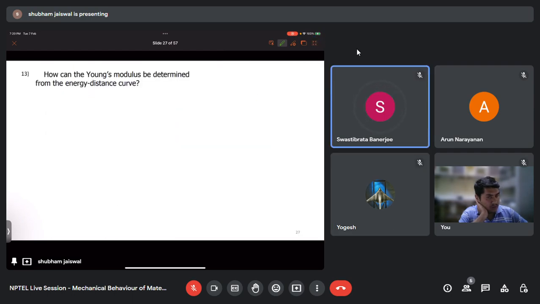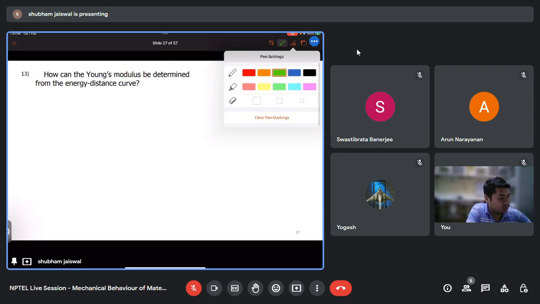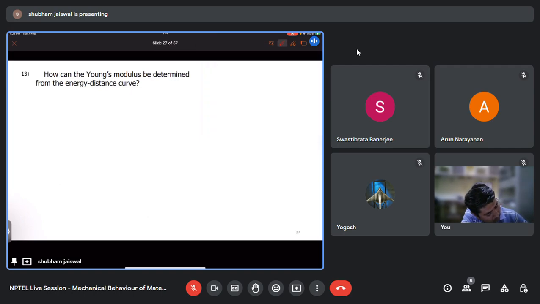Yes, sir. Now this question: how can the Young's modulus be determined from the energy distance curve? Arun, you are asking, try to solve this question. It's very easy. So I will draw the curve for you.